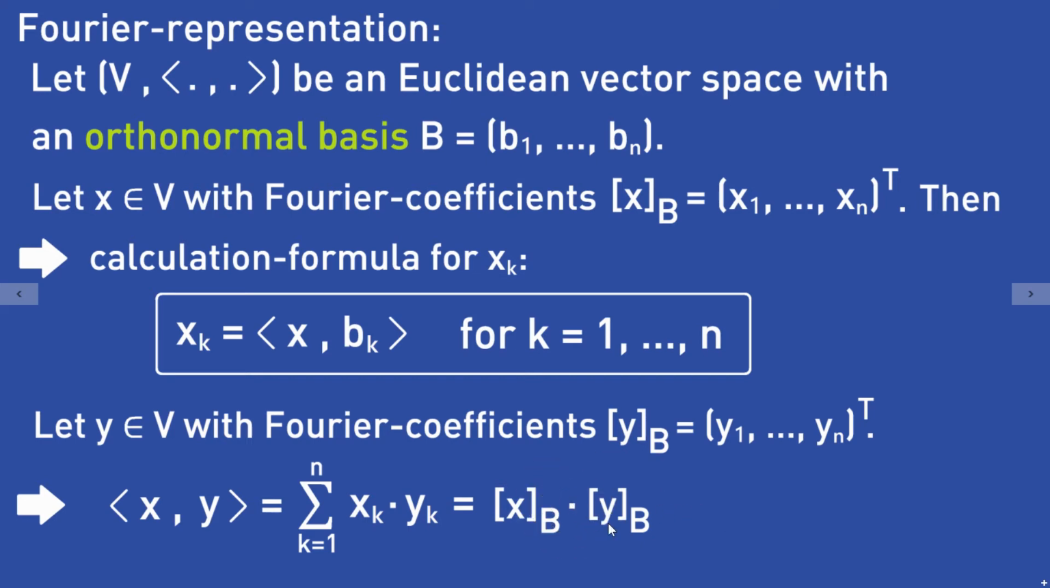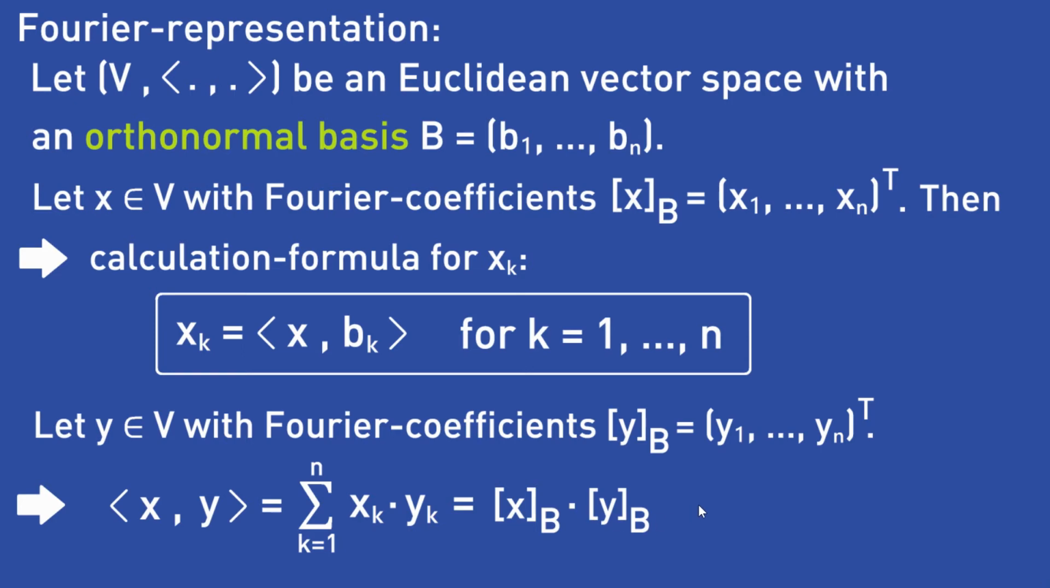That result is helpful if you want to calculate scalar products by only using the coordinates of vectors. Also keep in mind that this here on the left can be some really difficult and abstract scalar product in a general Euclidean vector space, but this here on the right is always the easy standard scalar product in Rn.